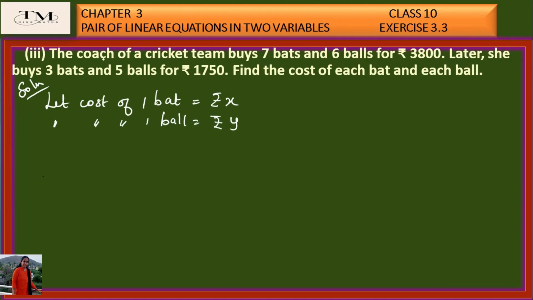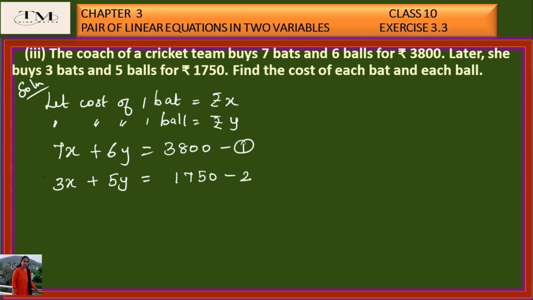So what they gave? The coach of a cricket team buys 7 bats. If one bat costs x, then 7 bats cost 7x. One ball costs y, so 6 balls cost 6y. Together it is 3,800 rupees. In the same way, later she buys 3 bats, so the cost is 3x, and 5 balls, so the cost is 5y. So the total cost is 1,750. So these are the two equations we got.